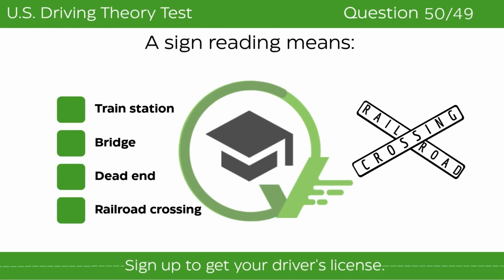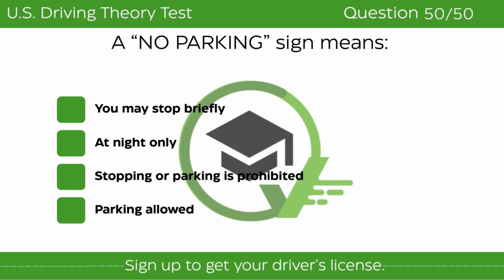Question 49. A sign reading means D. Railroad crossing. Question 50. A no parking sign means A. You may stop briefly.